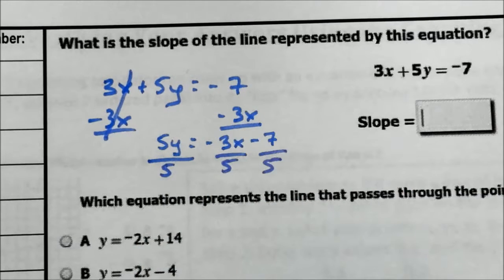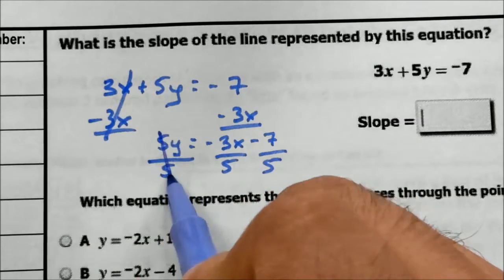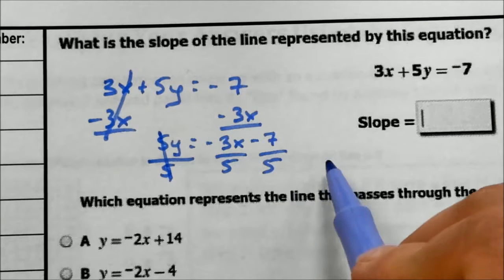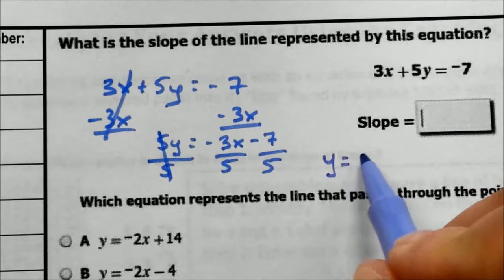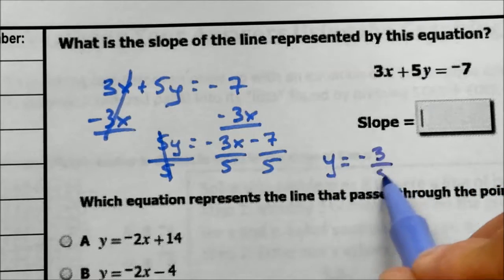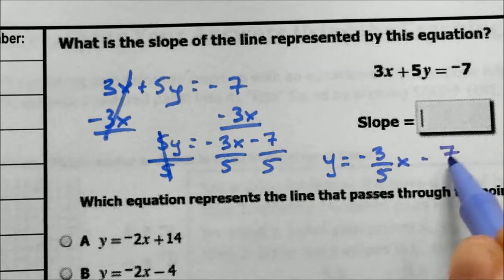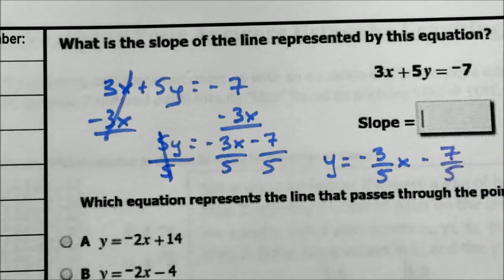And then I'm just going to simplify anything that can be simplified. And if it can't be simplified, I'll leave it as a fraction. 5 over 5, of course, cancels. That's why I did that. None of the other terms can simplify, so my equation, I'll just rewrite it, is y equals -3/5 x minus 7/5.